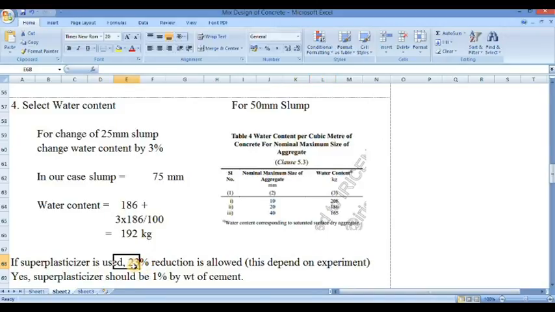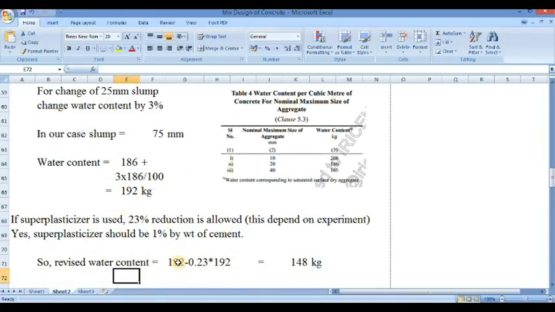So when you are going to use super plasticizer at 1% of cement by weight, in that case you can reduce 23% of this revised water content. Now just reduce it: 192 minus 23%, or 0.23 into 192, you get 148. Just calculate it by yourself in your calculator. Maybe this is wrong, so in that case please correct me. So you have got your water content and water cement ratio.